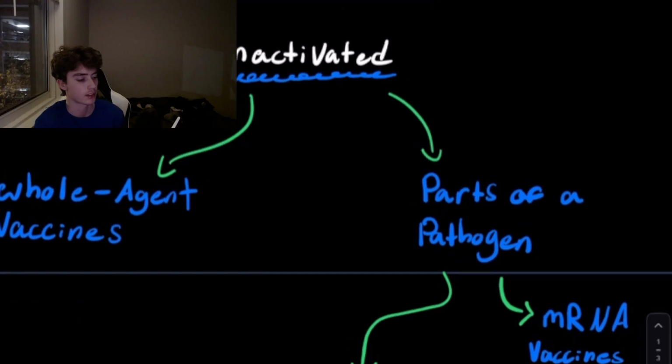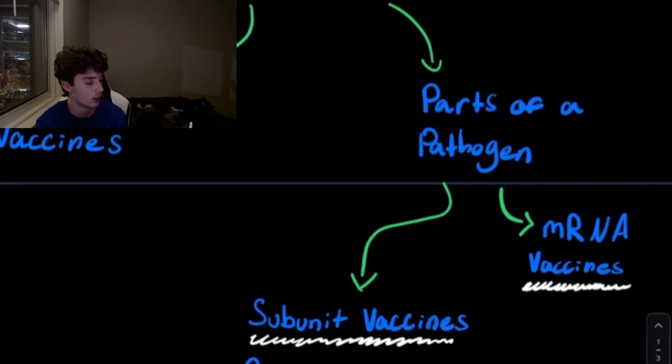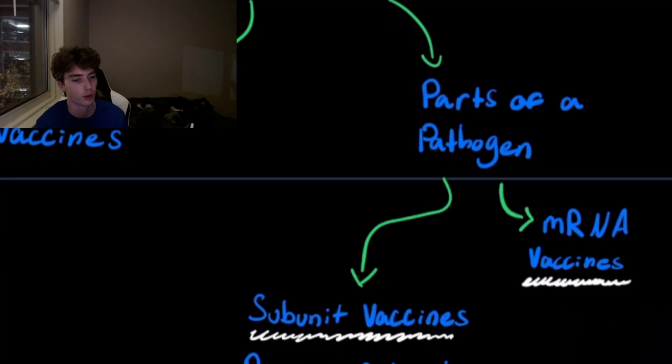Now inactivated vaccines are the opposite. These contain killed or dead pathogens, meaning that they cannot and will not replicate within your body. The main drawback of these vaccines is that they typically require boosters, but they are completely safe for immunocompromised individuals. So they have some benefits, they have some drawbacks. Now there are two branches or subcategories of these inactivated vaccines. There are whole agent vaccines, which contain the entire dead pathogen within the vaccine.